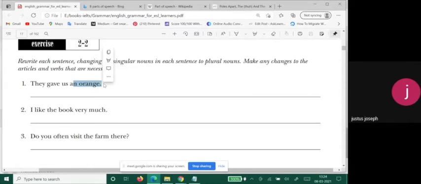Okay. I like the book very much. I like the books very much. Do you often visit the farms there? Farm. Farms. The farms. Plural, right? We have to make it plural. The farms.